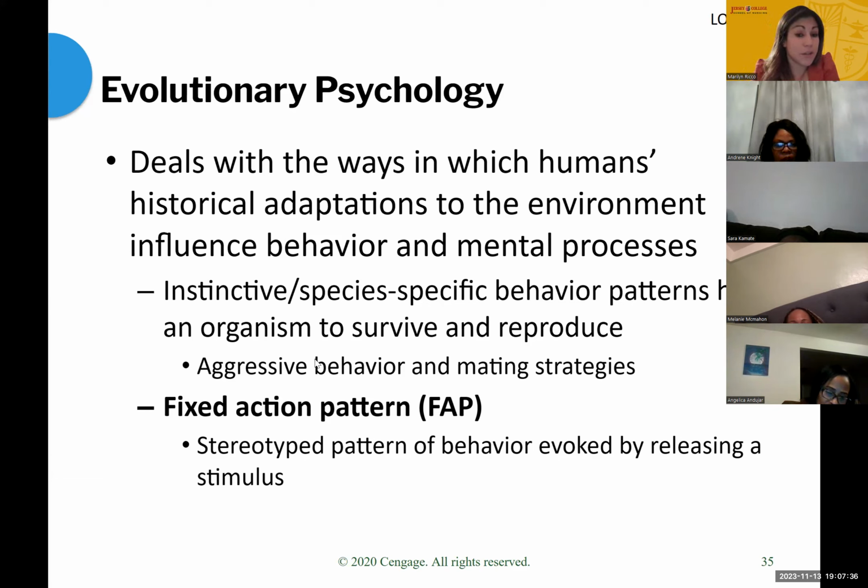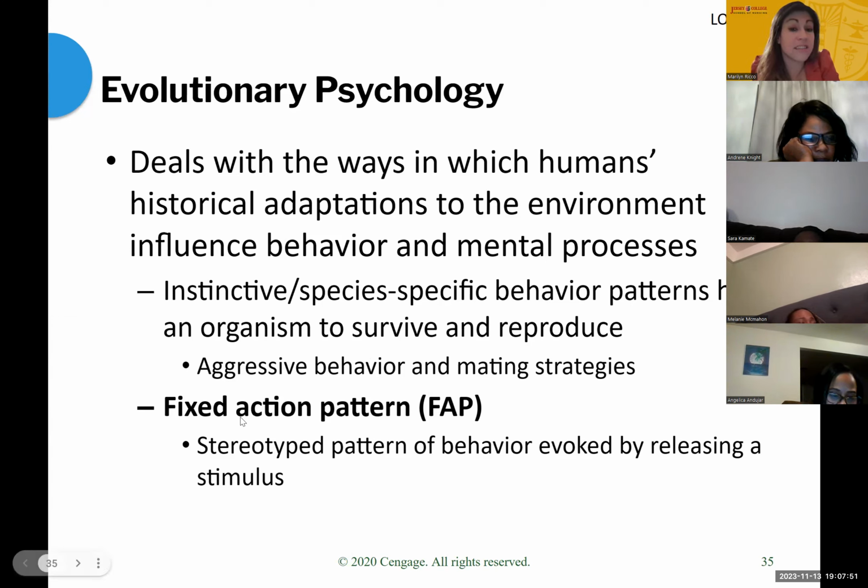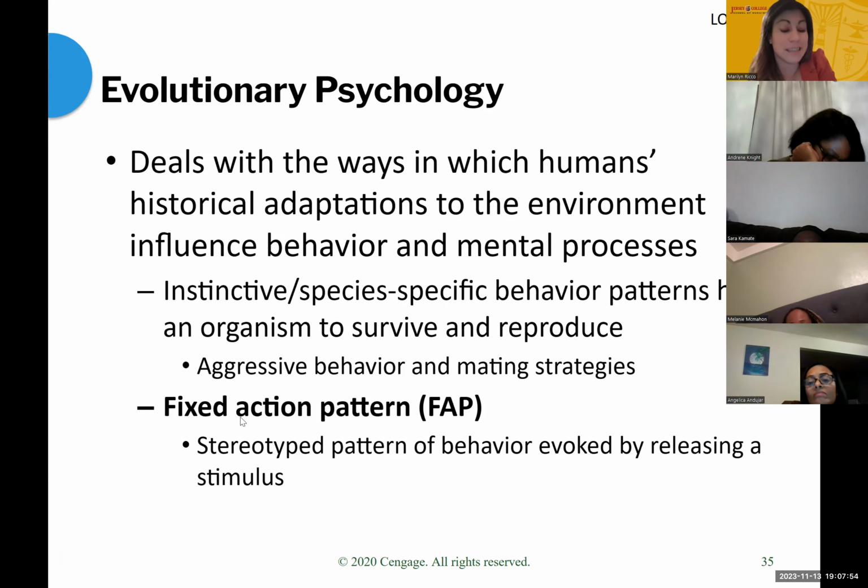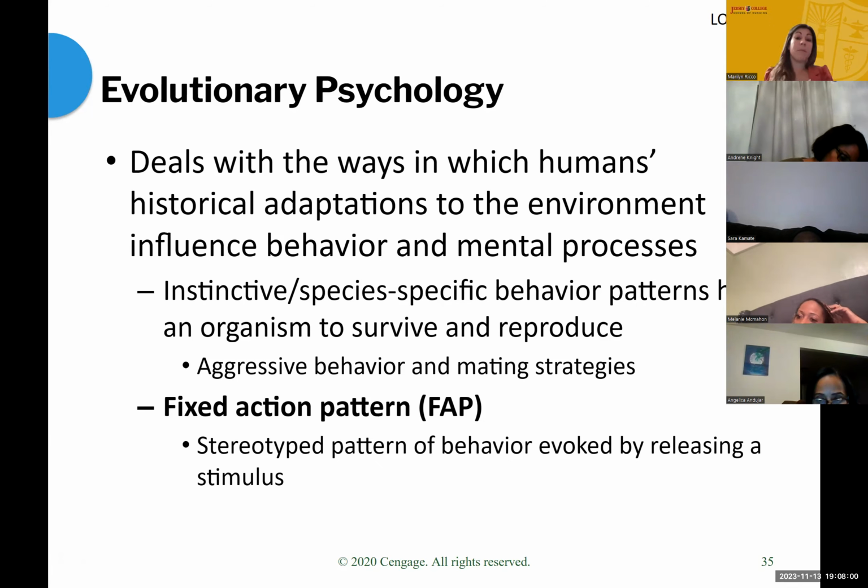Aggressive behavior and mating strategies also play into our natural instincts. They come naturally. We all have aggressive behavior. We all have mating instincts. We also call it the fixed action pattern. It's a stereotyped pattern of behavior evoked by a releasing stimulus. We all have it in different forms and different scenarios, but it's a stereotyped behavior or pattern that people predict someone is going to act, right? It's like someone biting you. Your reaction, your stereotyped pattern, is to pull away or push that person away to keep them off of you. It's your instinct to protect yourself.